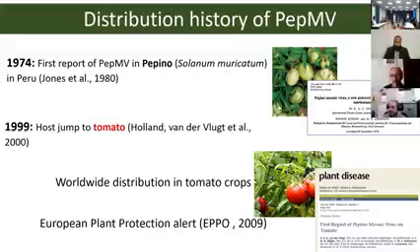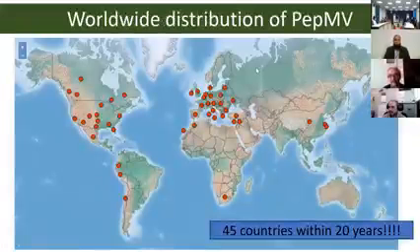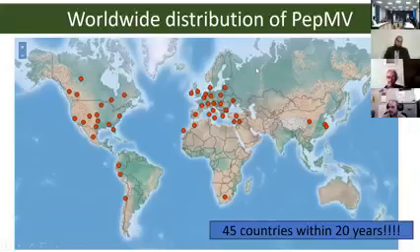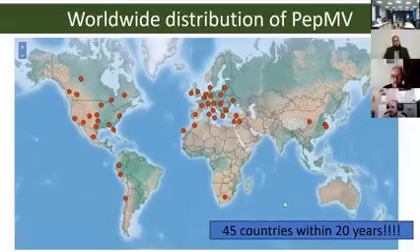Now, you can see the distribution of pepino mosaic, and we know now 45 countries have pepino mosaic as a problem in tomato in about 20 years. And the virus is moving on because of seed transmission in tomato.